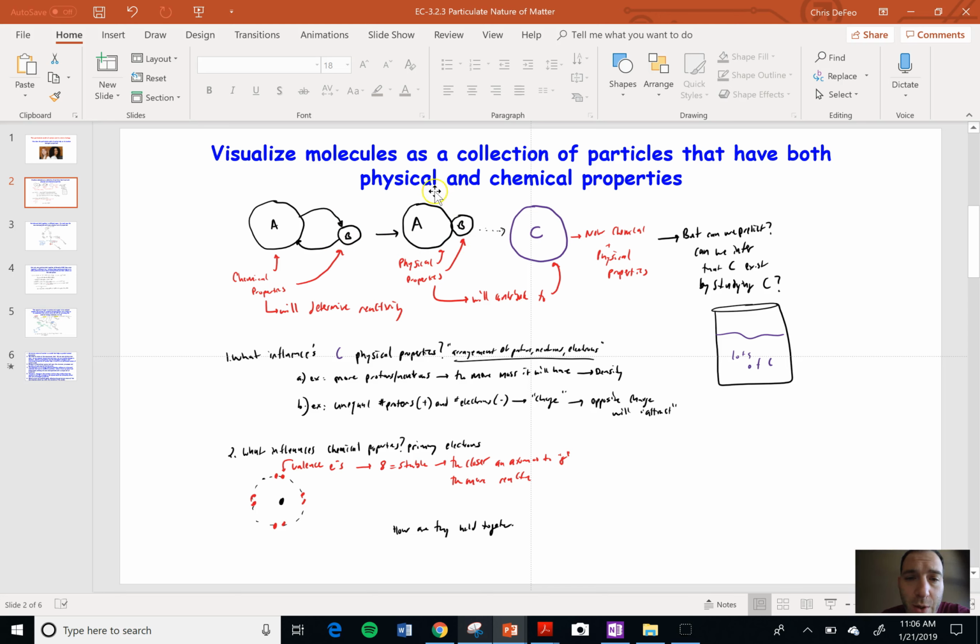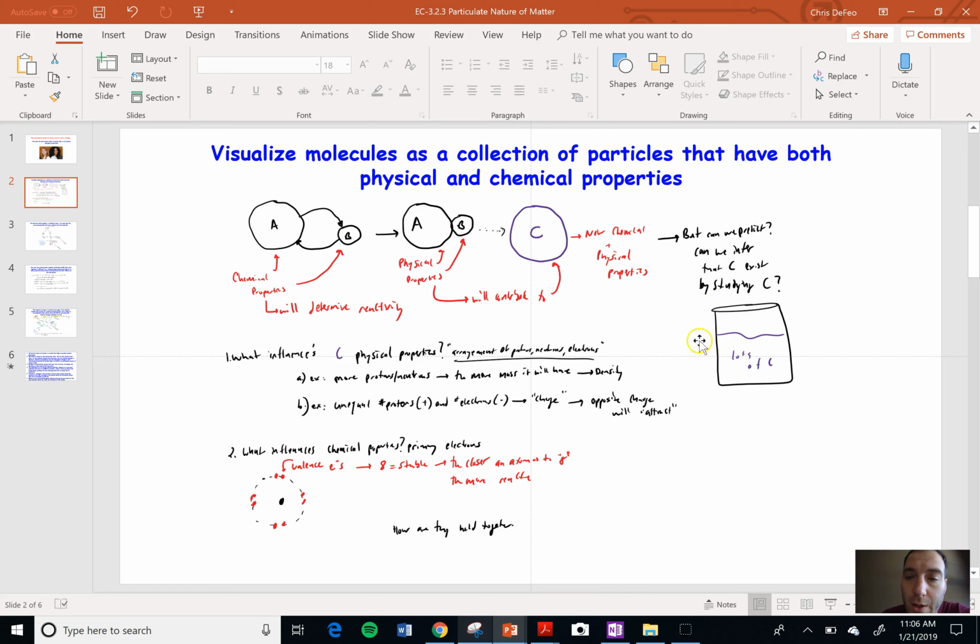They form this new macro particle. They form A to B. They're now stuck together somehow. We'll talk about that in a second. But A and B have physical properties. And these physical properties, in fact, contribute to the new chemical and physical properties of this new macro particle C. Can we predict, can we infer that C exists by studying C?